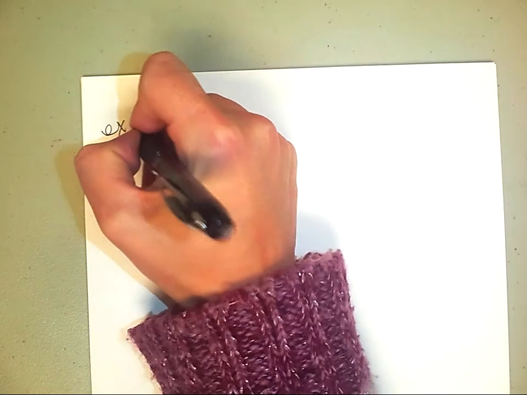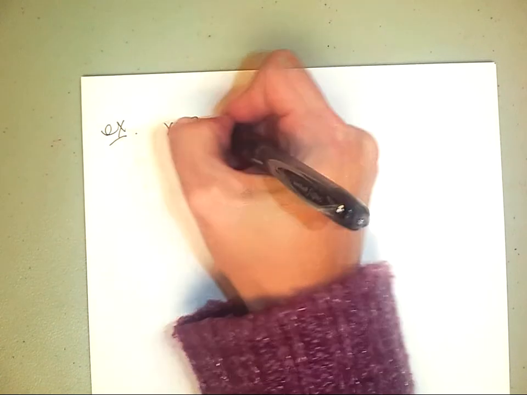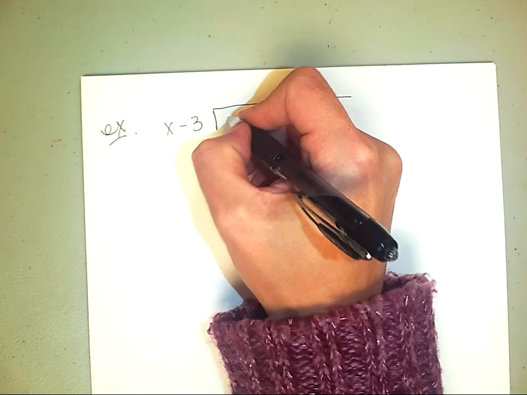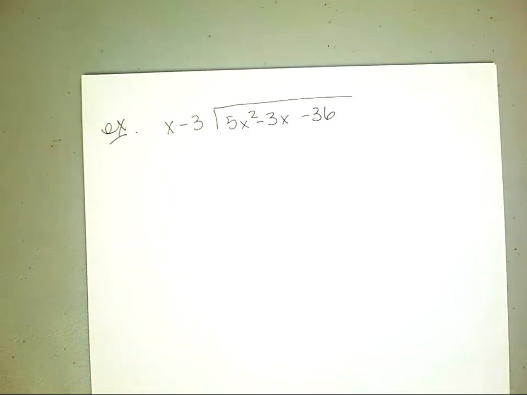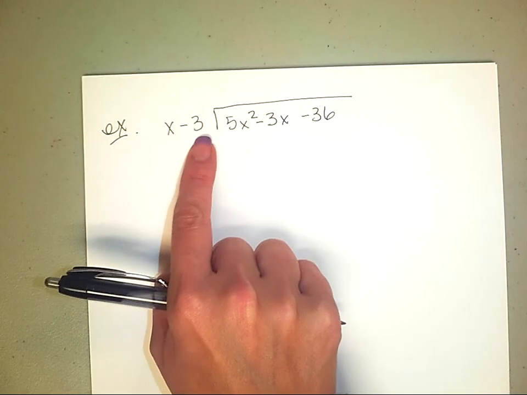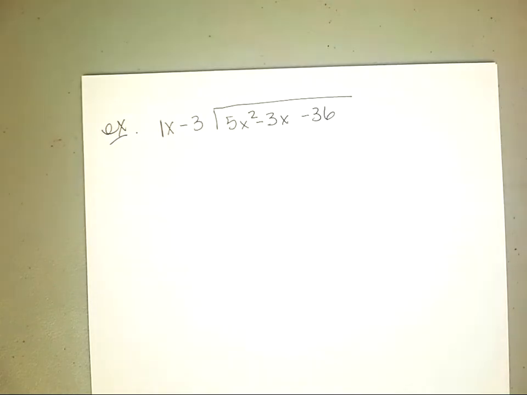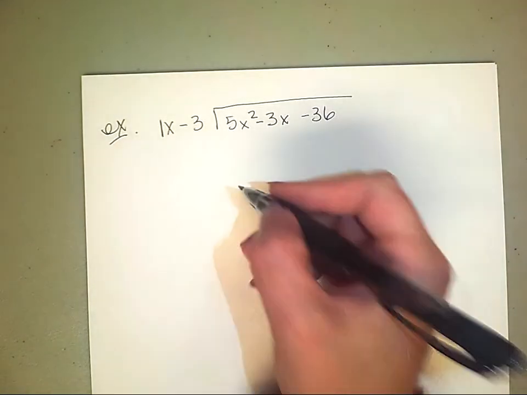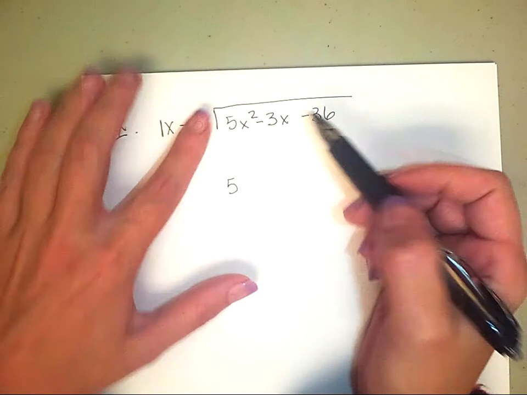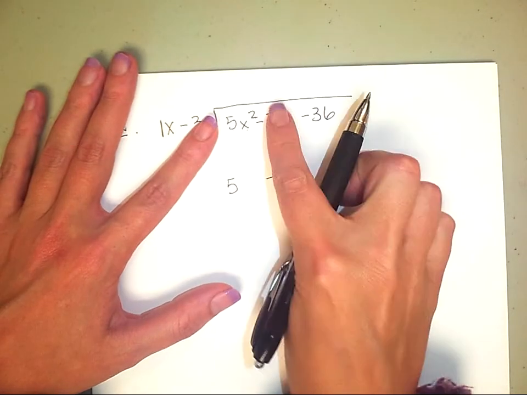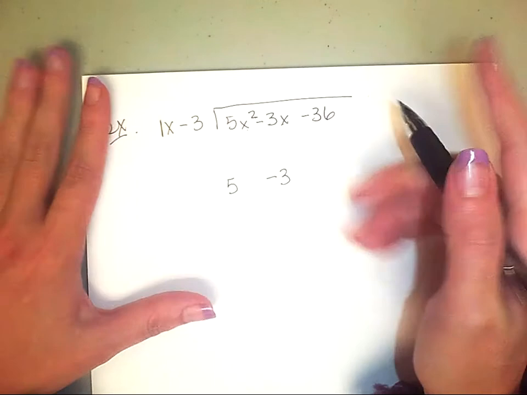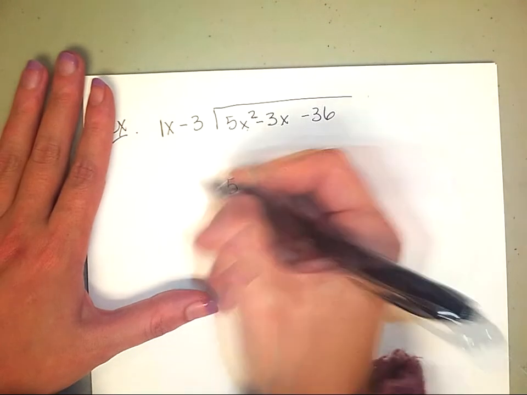So, for example, if we have x minus 3, and we're trying to divide 5x squared minus 3x minus 36. This is a good candidate to use synthetic division on, because this is linear, and the coefficient here is 1. So I bring down the coefficients here. Here's an x squared, there's minus 3. Now, by the way, if I was missing this, I'd have to fill in a 0 here. Minus 36.